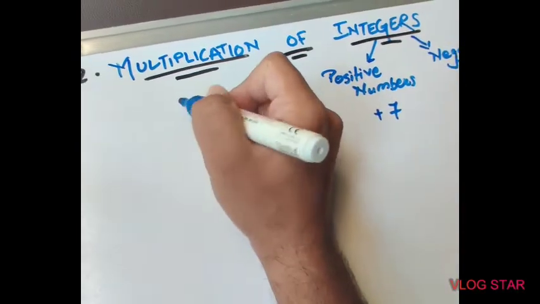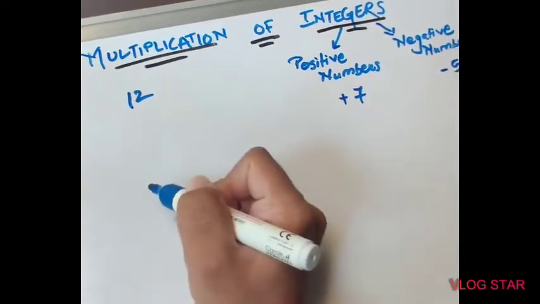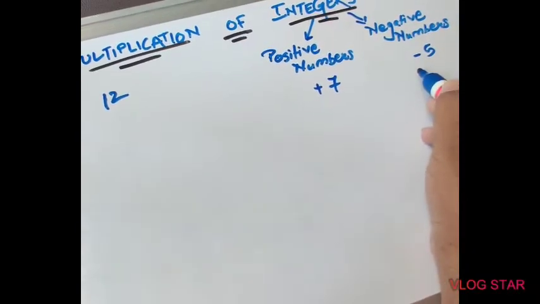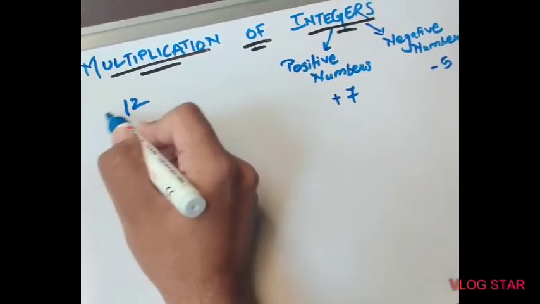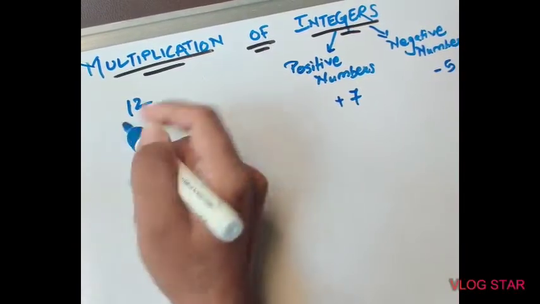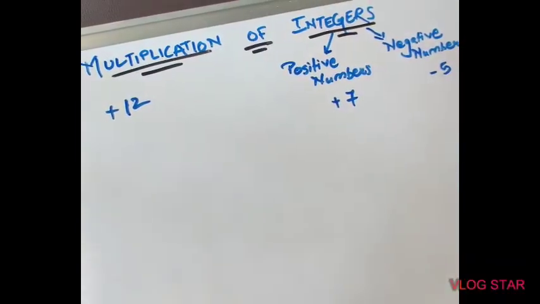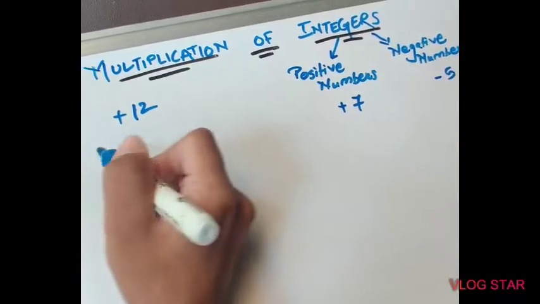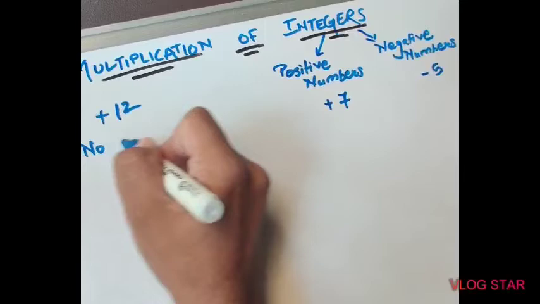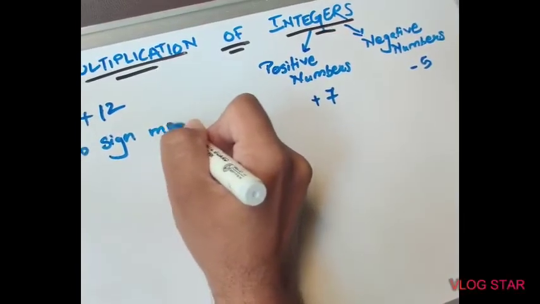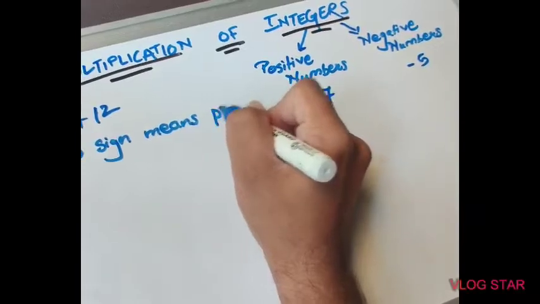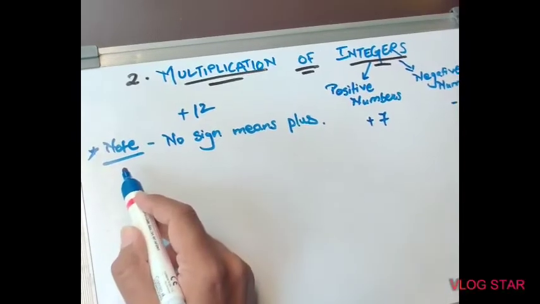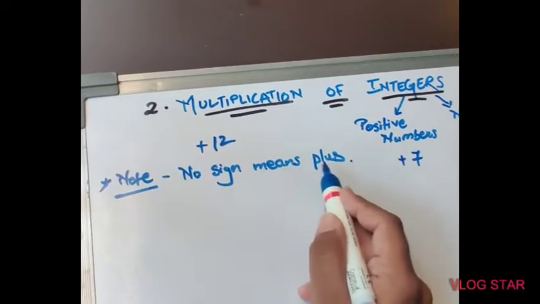In case a number is given like 12 but there is no sign in front of it, as 7 has plus and 5 has minus, then what we are going to put is the plus. So the most important thing that you need to remember is: no sign means plus. A very important note that you need to remember: wherever there is no sign, that means plus.